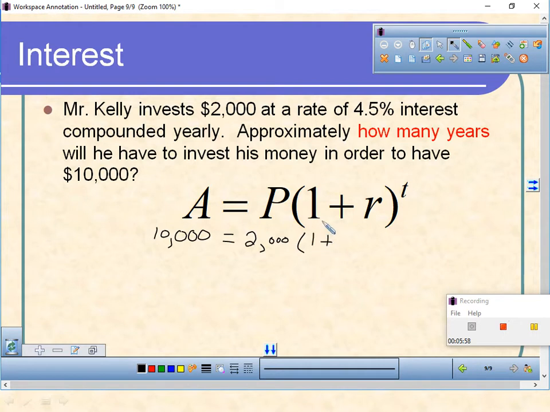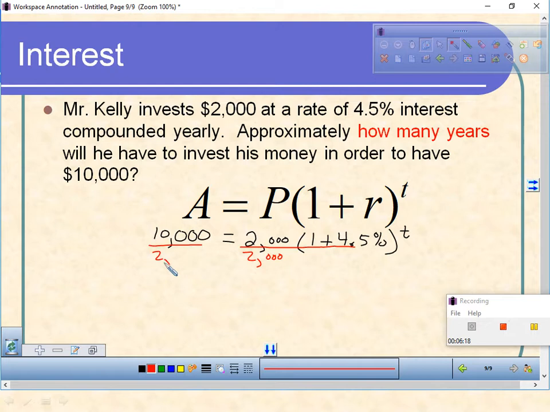And then this is 1 plus, my interest rate is 4.5% to the T. Okay. And so that's just me setting it up. So there's your first step, just setting up the numbers, put them in the right place. Here's your second step. What I would do next is I would divide both sides by 2,000. So go ahead and write that down.